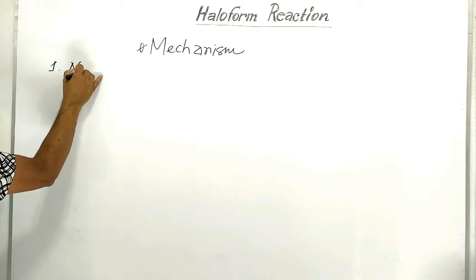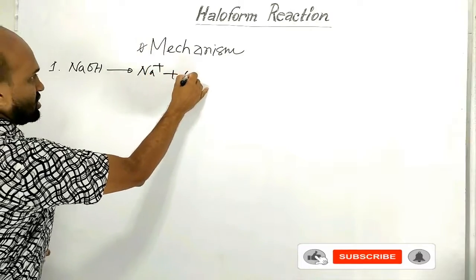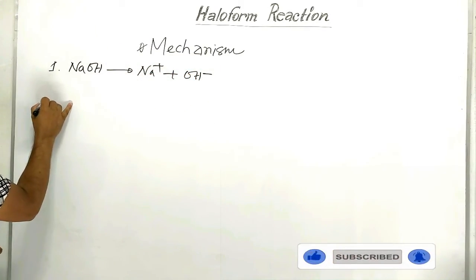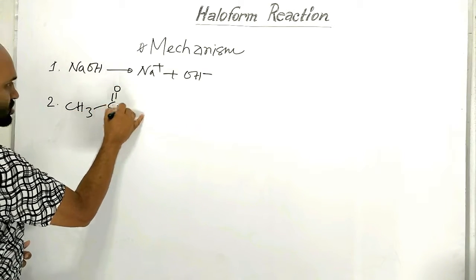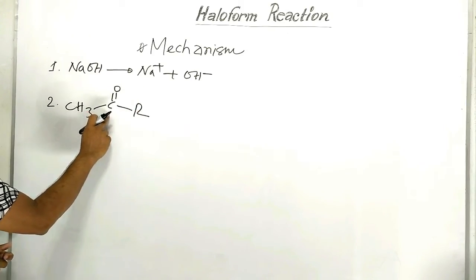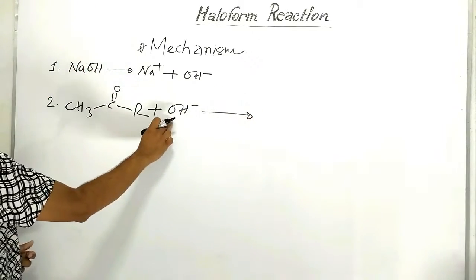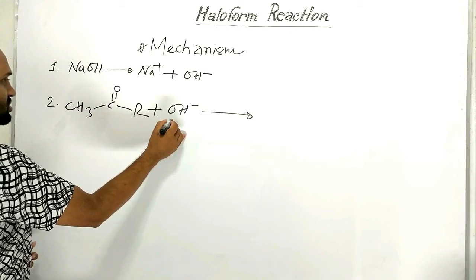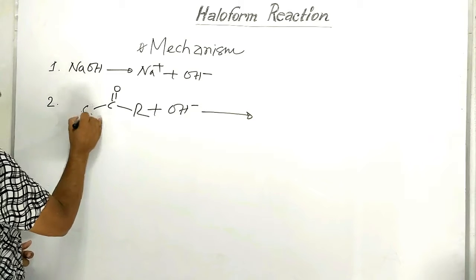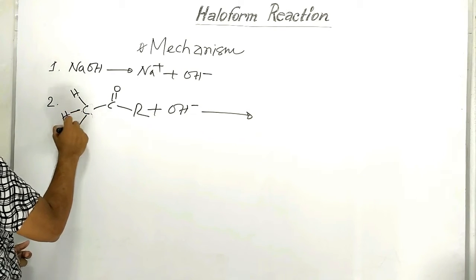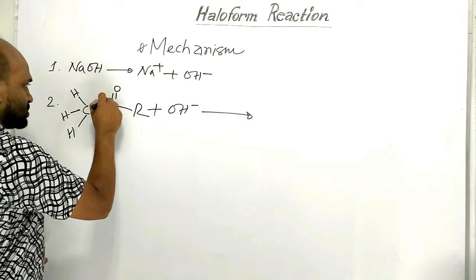Step 1. Concentrated sodium hydroxide produces sodium ion and hydroxide ion. Step 2. Carbonyl compound with methyl carbonyl group reacts with this hydroxide ion. Here hydroxide ion attacks. We can write this compound as this. Here carbonyl group gets polarized.